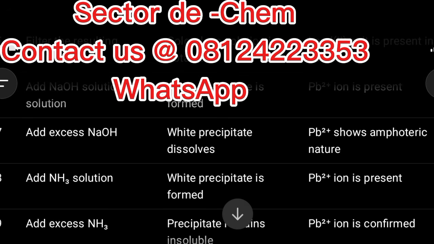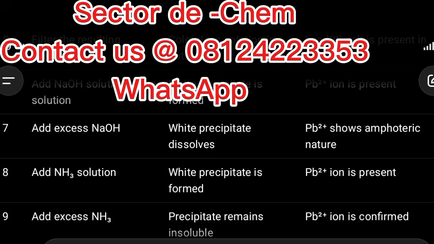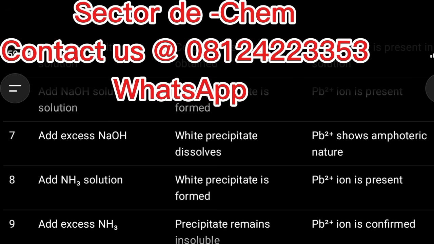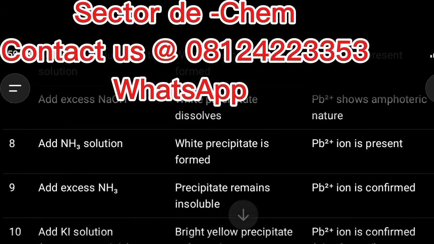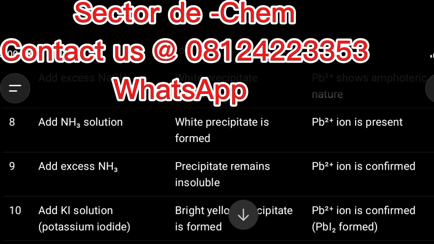Now test 8: add ammonia solution to sample C. Once you add ammonia solution to sample C, what you observe and write is: white precipitate is formed, and your inference is: lead ion is present. And then test 9: add excess ammonia to sample C. What you observe is: precipitate remains insoluble. Then your inference is: lead ion is confirmed.